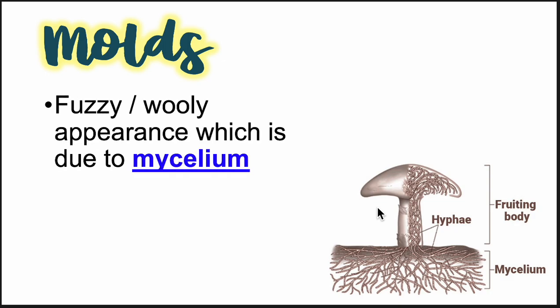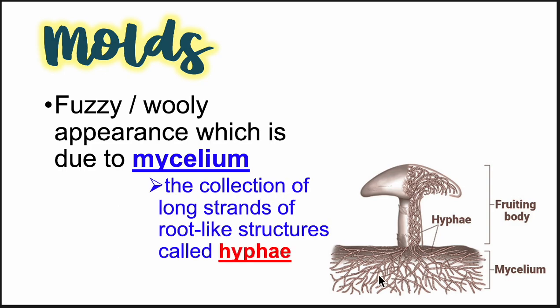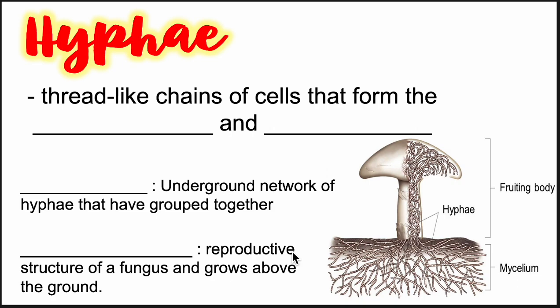Molds have a fuzzy or woolly appearance, which is due to what structure? Mycelium. As you can see here, you have the mycelium. So what is a mycelium? It's a collection of long strands of root-like structures called hyphae. Mycelium is a collection of hyphae. So we have the term hyphae.